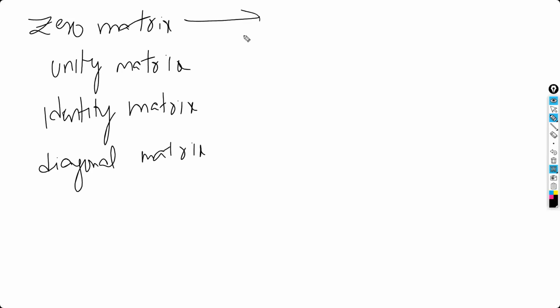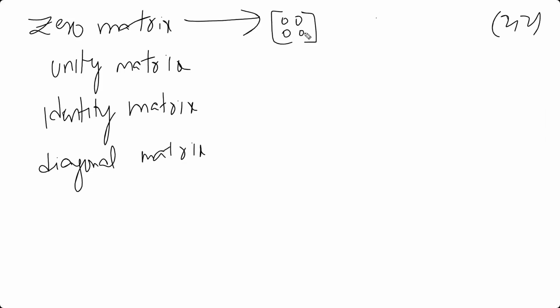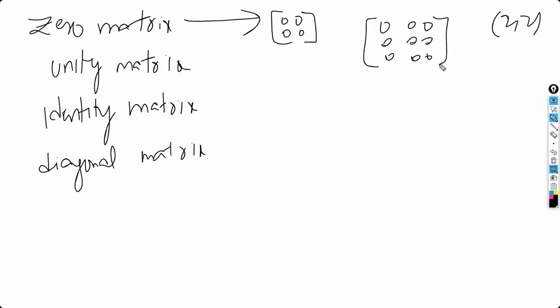What is a zero matrix? A zero matrix means all the values are filled with 0. What is the shape of this matrix? It is a 2 by 2 matrix filled with zeros. If you want 3 by 3, this is a 3 by 3 matrix filled with 0.